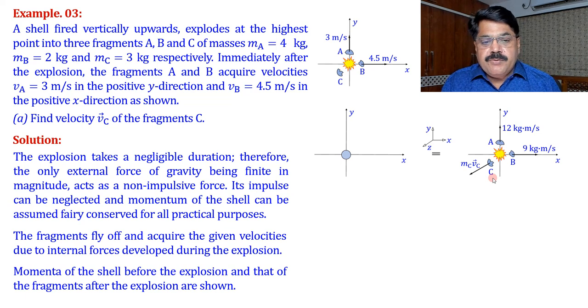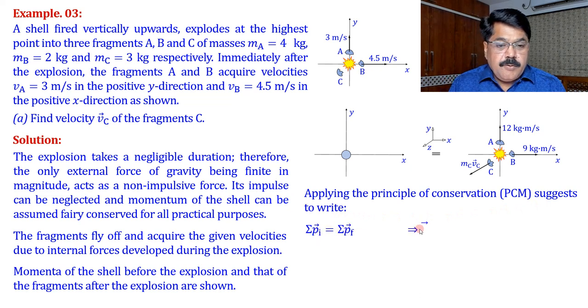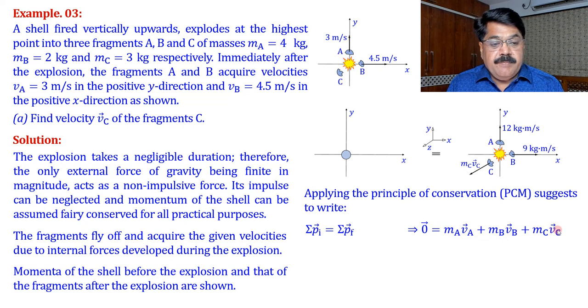Now we use the vector equation. Applying the principle of conservation of momentum, P initial vector is equal to P final vector. So here we have a null vector equal to MA VA vector plus MB VB vector plus MC VC vector. Before substituting values, VC vector is equal to minus of (MA VA vector plus MB VB vector) upon MC. Here there is just a typing mistake, it will be MB.